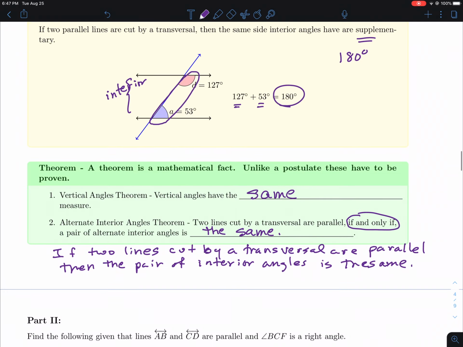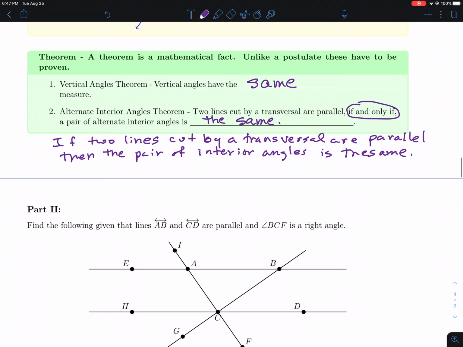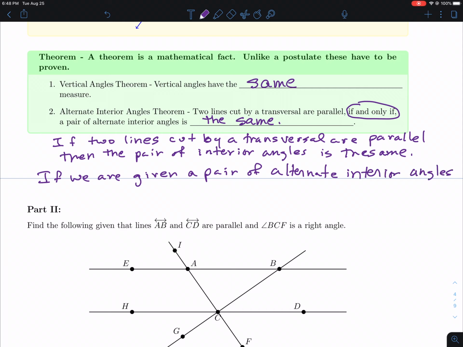But it also allows us to work backwards and say, if we are given a pair of alternate interior angles with the same measure, then that means the lines had to have been parallel to begin with.